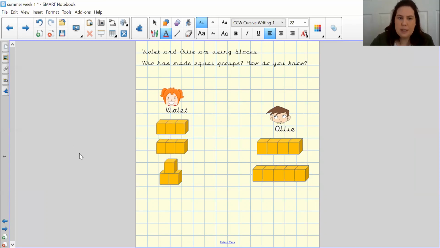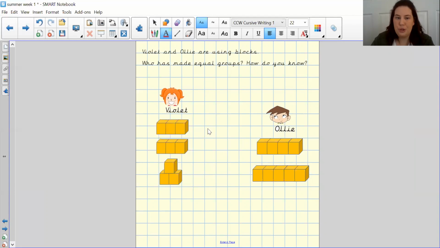So the first thing we are going to do is we need to count who has an equal group. So let's check with Violet first. How many has Violet got? Well, she's got 1, 2, 3 groups. How many groups? 3. Well done.